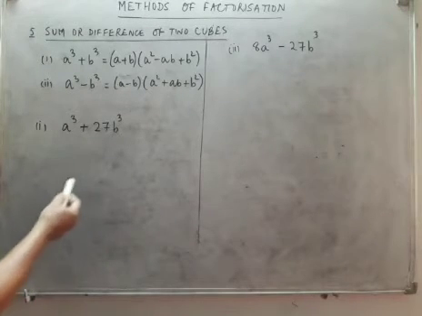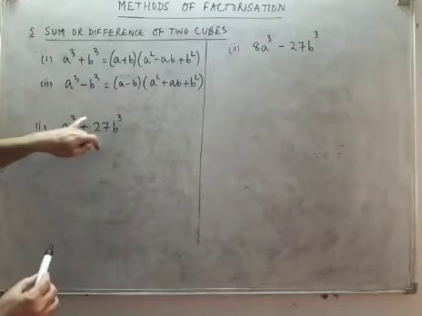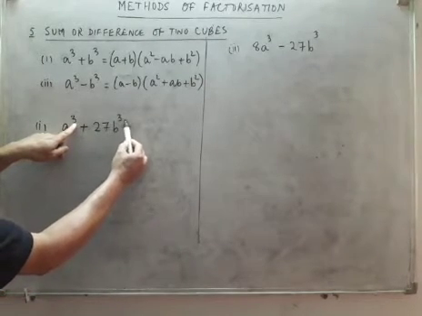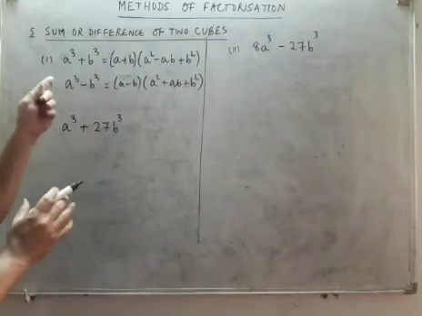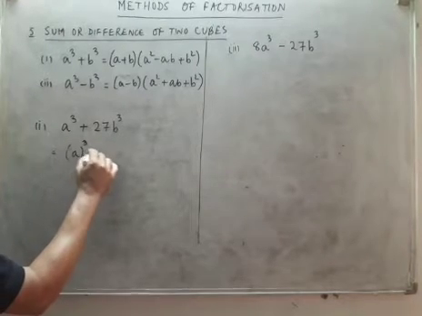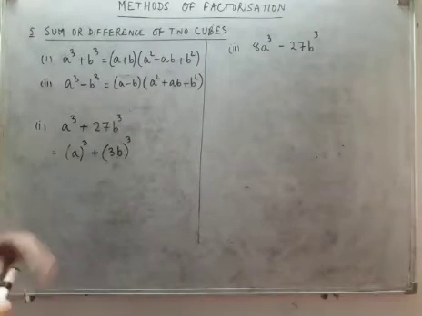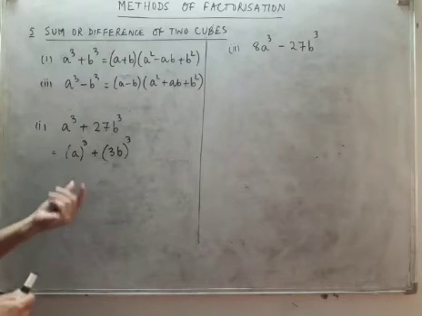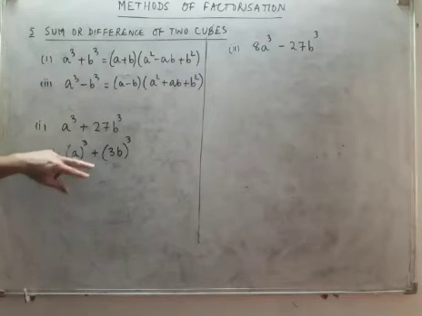Alright. For example, here, first example, a cube plus 27b cube. First of all, we got a cube as the first term, and we got a second term which has got a cube here. So we rearrange this in the form of a first term cube and a second term cube. So this can be written as a cube and this can be written as 3b whole cube. Observe this carefully. This is a very important step. The entire process of factorization depends on this step where you obtain a first term cube and a second term cube. So now we've got a cube and 3b cube.